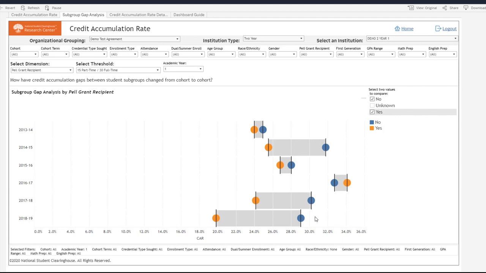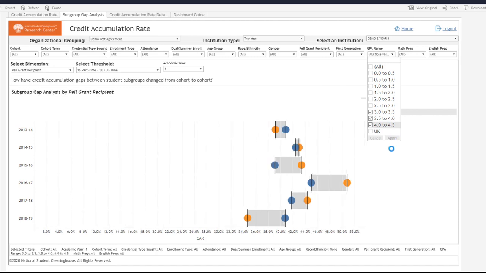How will the achievement gap change if we filter our data to high academically achieving students? Let's click on the GPA range, deselect all, click on 3.0 to 3.5, 3.5 to 4.0, and 4.0 to 4.5, and click Apply. You should see that the subgroup gap analysis has changed. For academic years 2014-15 through 2017-18, a higher percentage of high-achieving Pell Grant recipients met the credit threshold compared to high-achieving students without a Pell Grant.